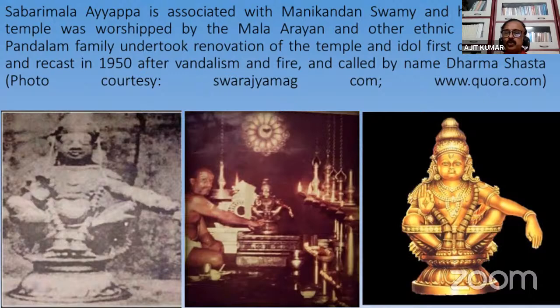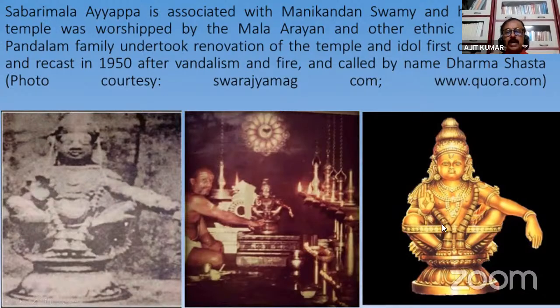The Pandavan family only undertook renovations of this temple, and the first idol in this renovated temple was installed in 1910. And in 1950, there was vandalism and a fire which engulfed the temple, and an image similar to the one installed in 1910 was recast and enshrined in this particular temple. This enshrined image, made of Pancha loha, shows him seated on a lotus pedestal, both legs raised and placed on it and tied by the yoga patta, with only two hands, the left hand extending over the left knee, and the right placed in Chin Mudra or Jnana Mudra. This particular deity at Shabarimala is today known as Dharma Shasta.